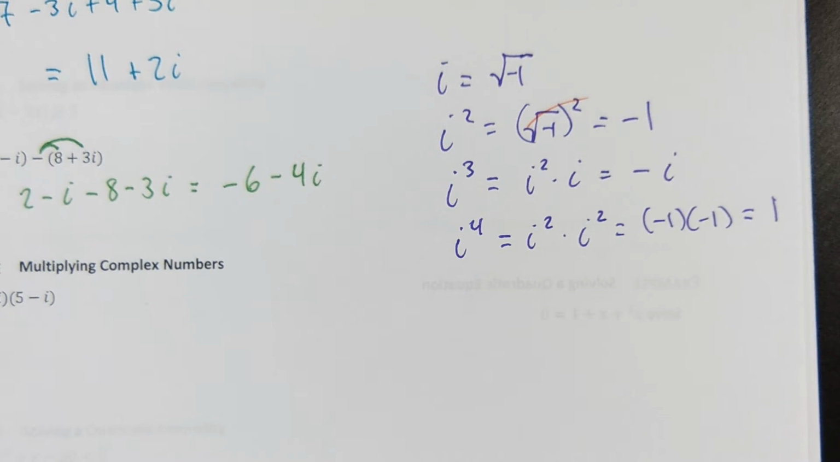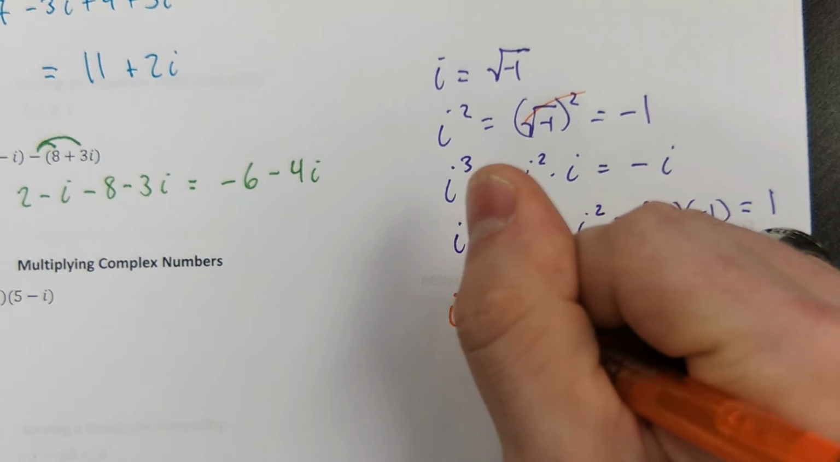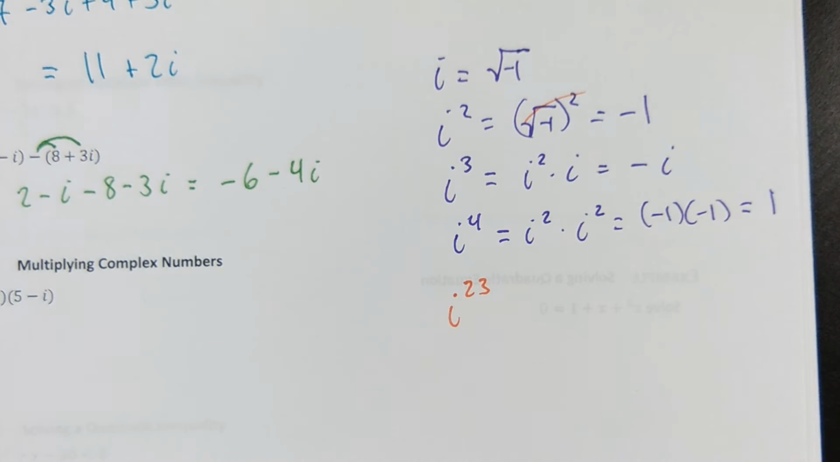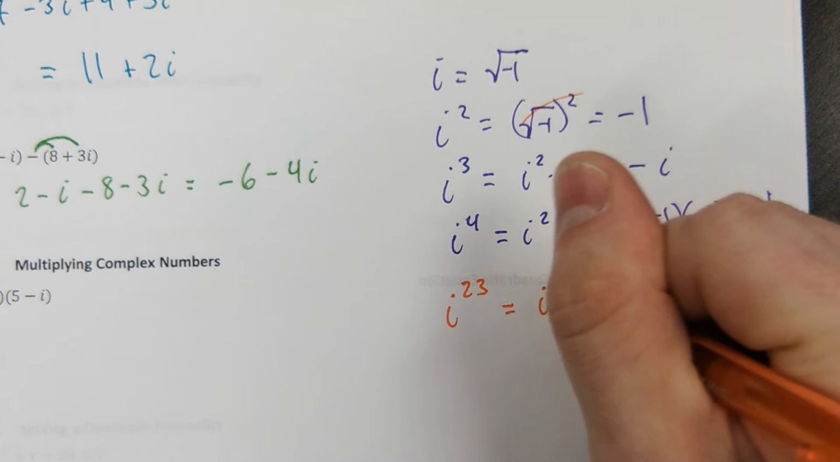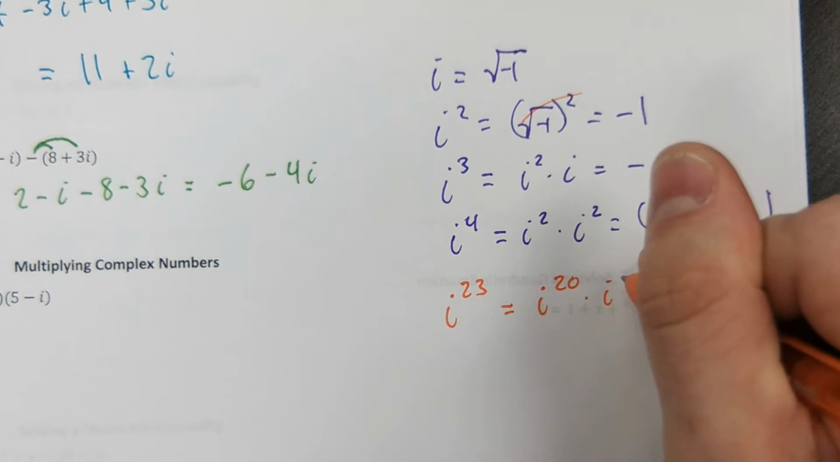For example, i to the 23rd. What multiple of 4 fits into 23? Not by division, just is smaller than 23. 20, yeah. So what I could say is that i to the 23rd is actually i to the 20th times i to the 3rd.